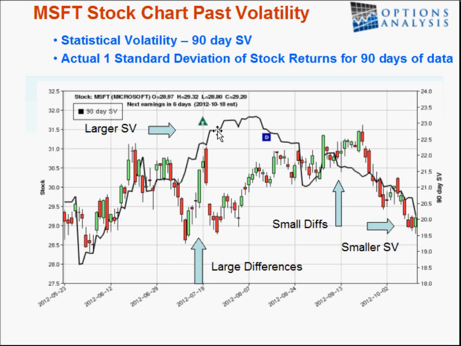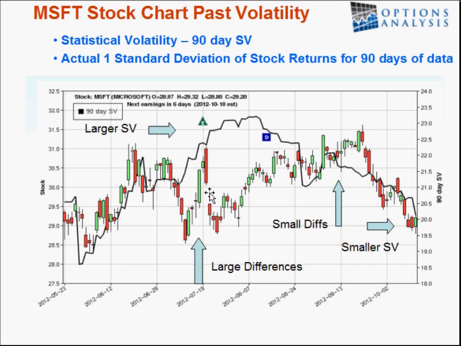We see that Microsoft had some fairly large differences where this blue arrow is shown right here. These large differences entered into our computation and increased the value of our statistical volatility, the so-called SV. Here's the SV scale on the right-hand side. Here's the stock scale on the left-hand side.